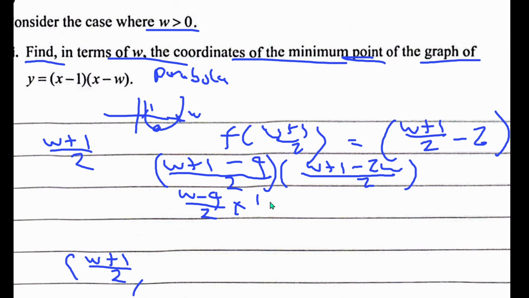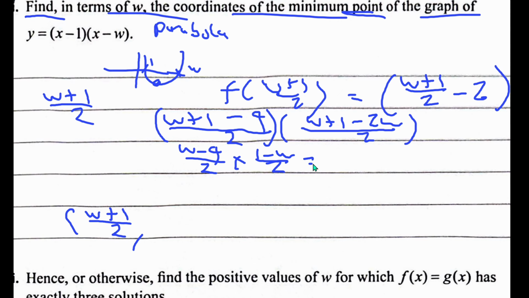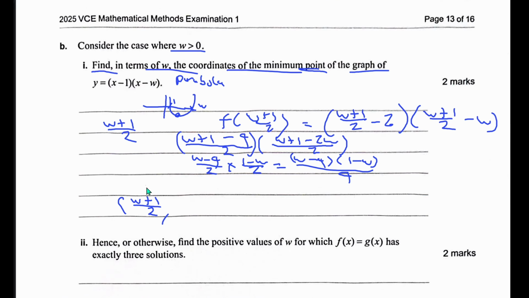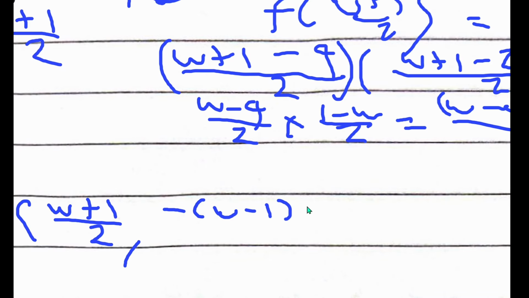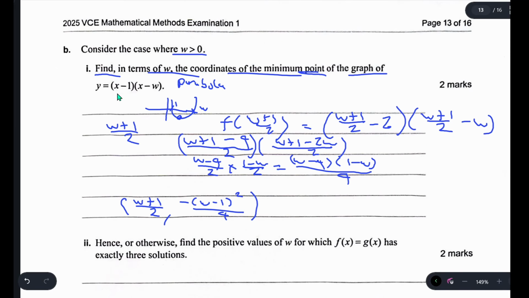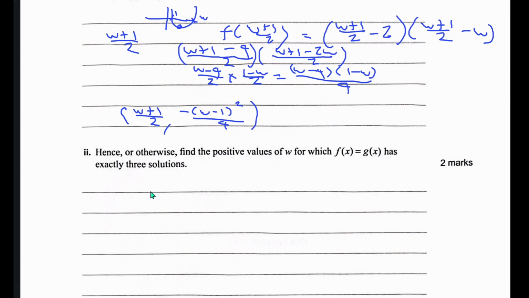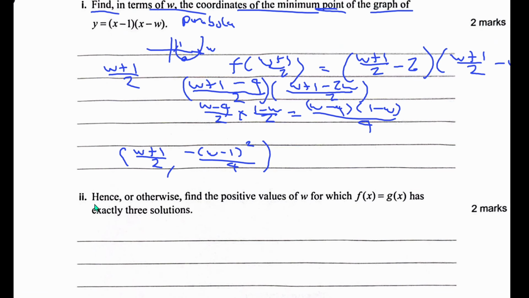times (1 minus w) over 2, which equals (w minus 1)(1 minus w) over 4. So finally substituting that point, I can get a simplified answer of negative (w minus 1) squared over 4. If you expanded it, I think it should be fine. They're not asking for a specific form. So now we got this final question. Hence or otherwise find the positive values for w.